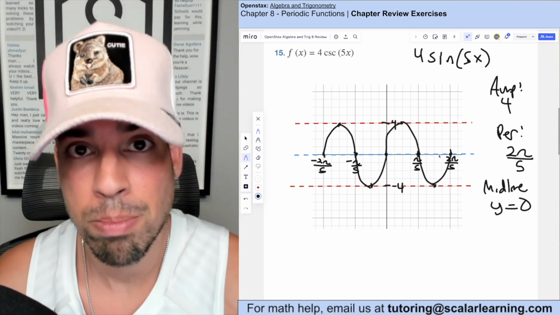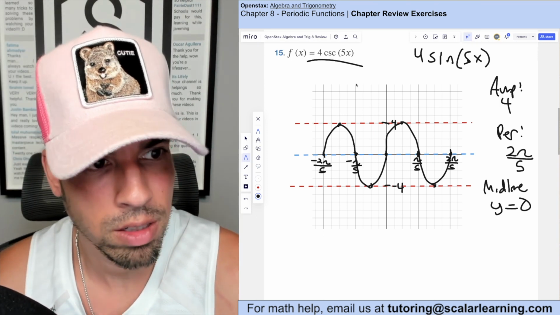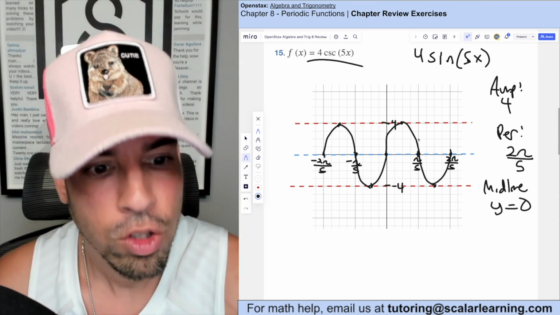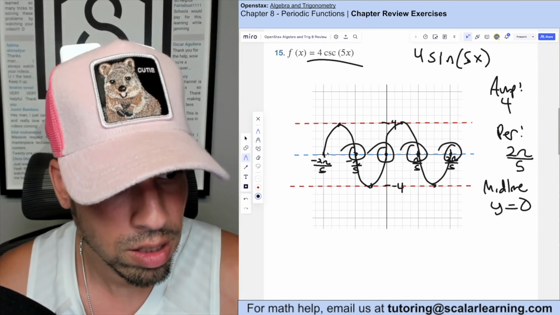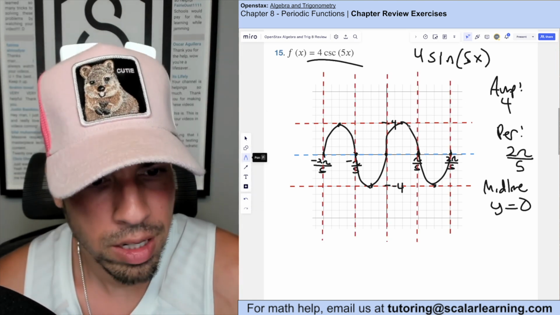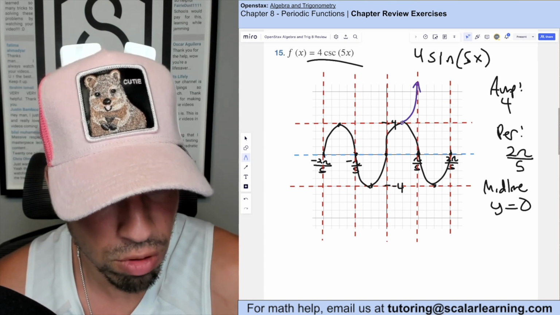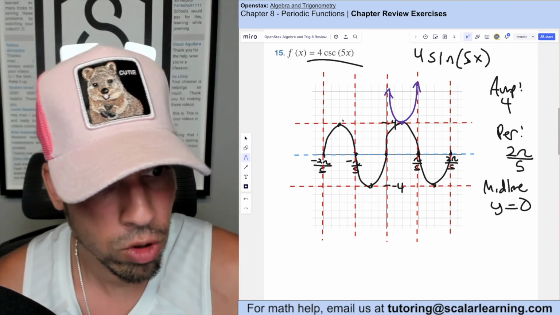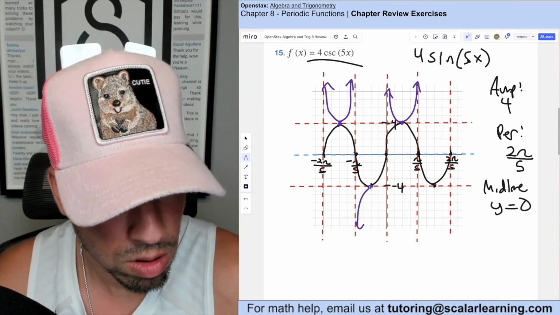Now we're going to use this to build our cosecant function, which is the same numbers, constants, and everything. It's just cosecant instead of sine. So first I'm going to draw in the vertical asymptotes. Those are going to occur everywhere where the sine function is touching the midline. Now I'm going to draw the actual cosecant function. So every time I have a max, I'm going to make an upwards facing parabola within those vertical asymptotes. And at every minimum, I'm going to draw them coming down like so.